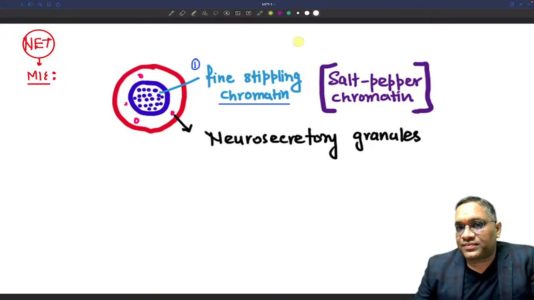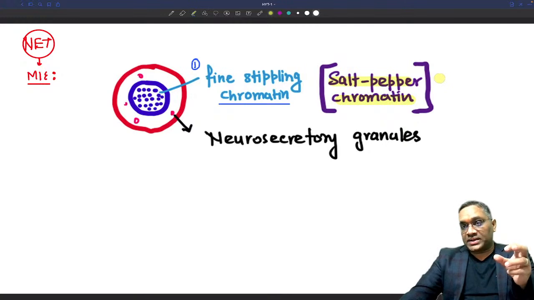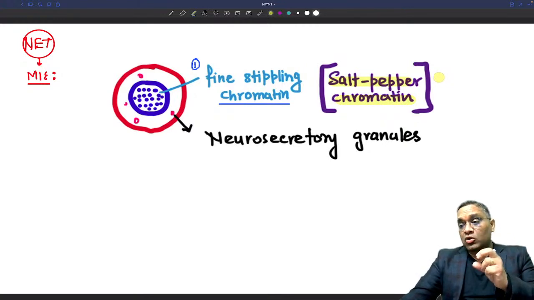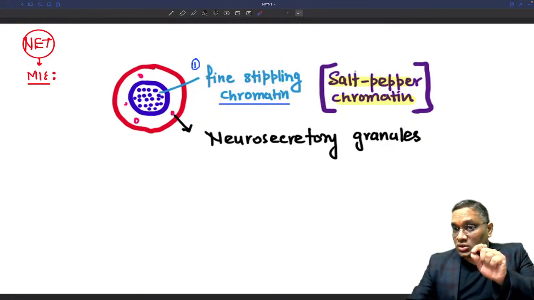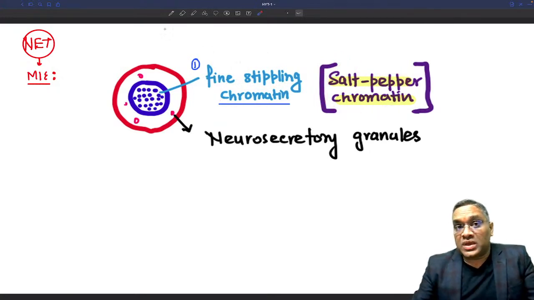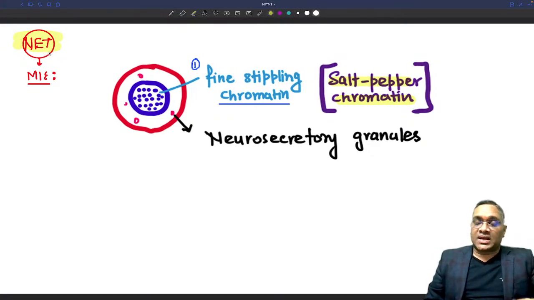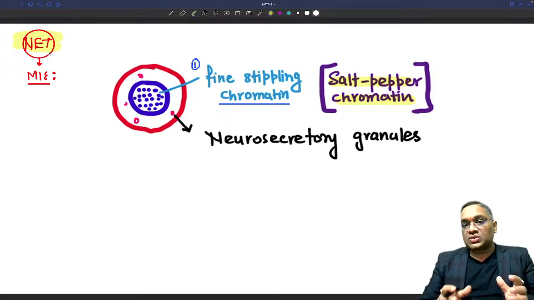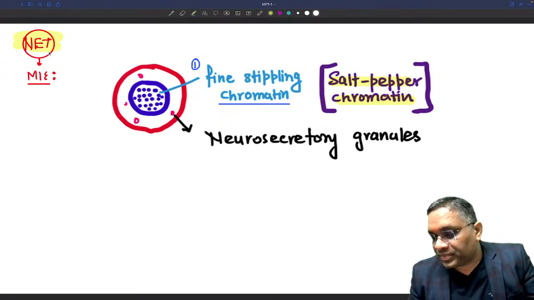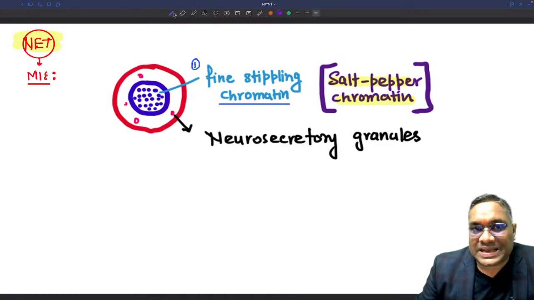Fine stippling of the chromatin is famously called salt and pepper nuclear chromatin. Please remember, examiners use these words: salt and pepper nuclear chromatin means fine stippling of chromatin is there, and it means we are looking at a neuroendocrine tumor. It can be small cell cancer, carcinoid, neuroblastoma, medullary carcinoma of thyroid, pheochromocytoma. All neuroendocrine tumors will have this salt and pepper chromatin. This is the first characteristic feature.